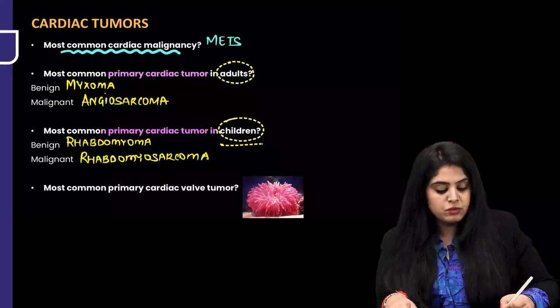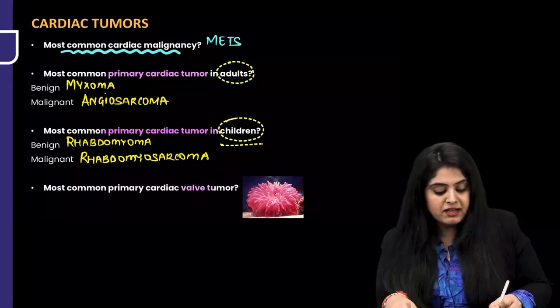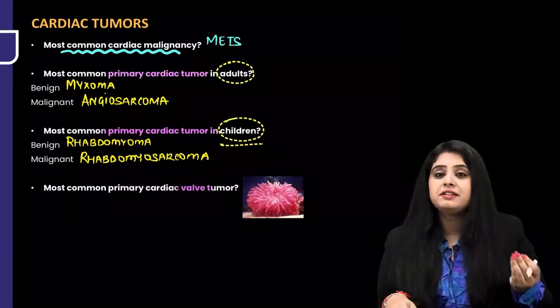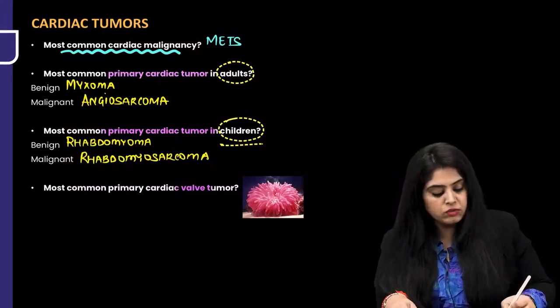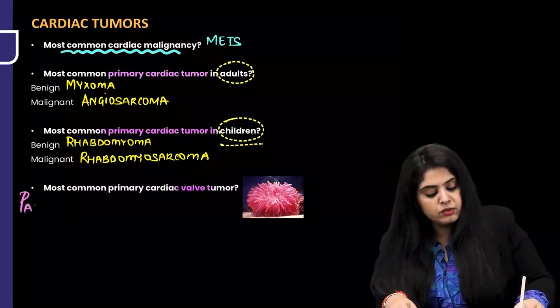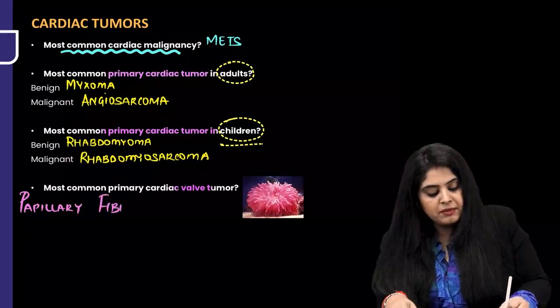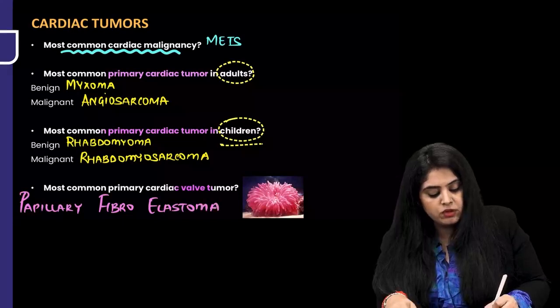Finally, coming to the last one, primary cardiac valve tumor. I've added valve, mitral valve, aortic valve. What happens in the valve? In the valve there is a tumor known as PFE, papillary fibroelastoma. And you can see, because we've used the word papillary, it looks like this.